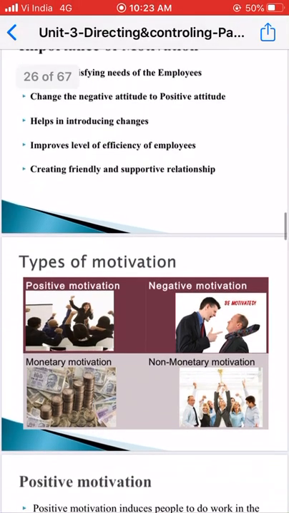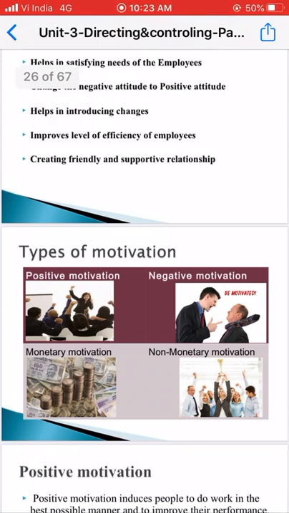Now we will see the types of motivation. There are four types of motivation. The first one is what? Positive motivation. The second one is negative motivation. The third one is monetary motivation. And the fourth one is non-monetary motivation. So positive motivation and negative motivation. What is the difference?